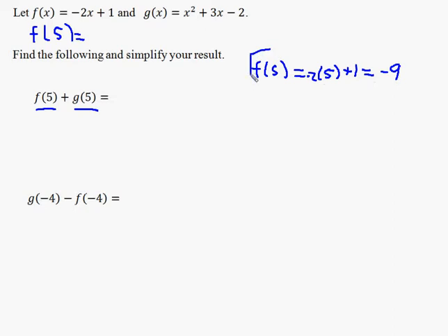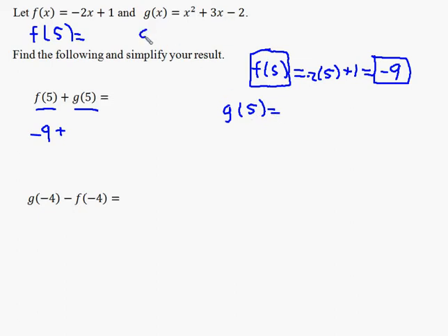I think of it as I'm making a substitution. Now I have a statement that says f of 5 is equal to negative 9, so I can swap these symbols with the number negative 9. So where I see f of 5, I'm going to write negative 9. Now I need to add to that whatever I get when I do the second part of the problem, which is g of 5.